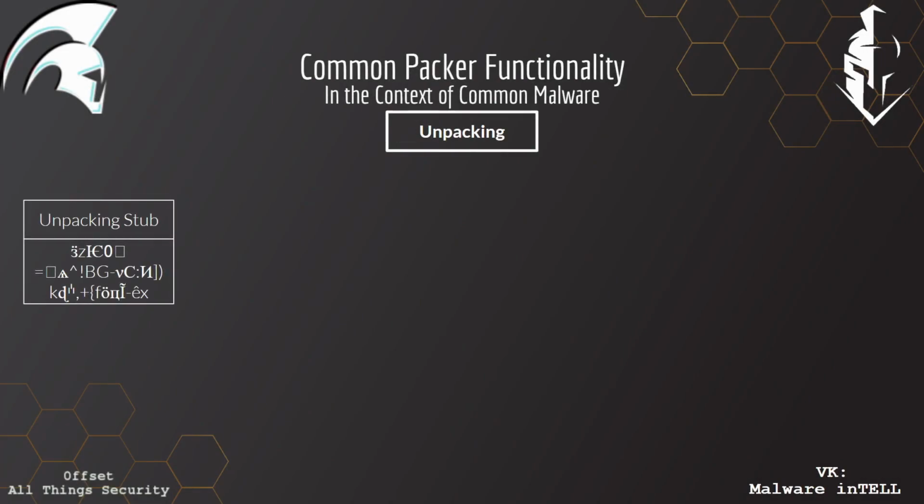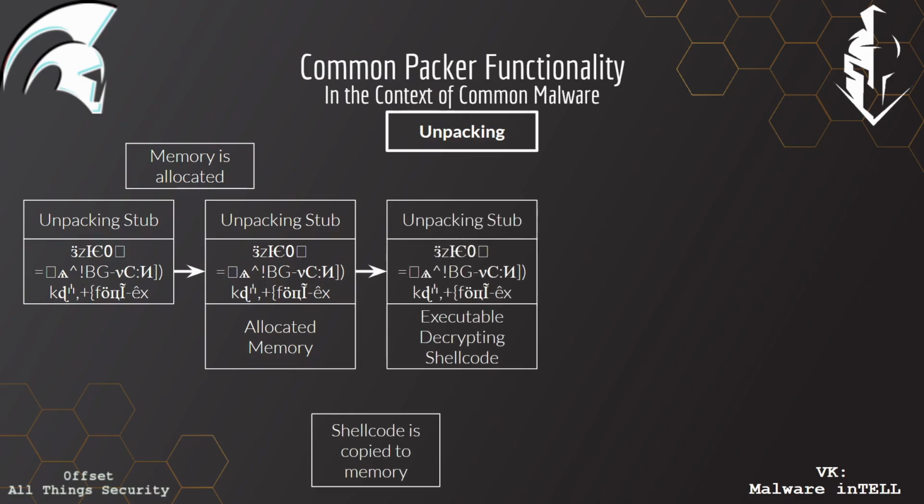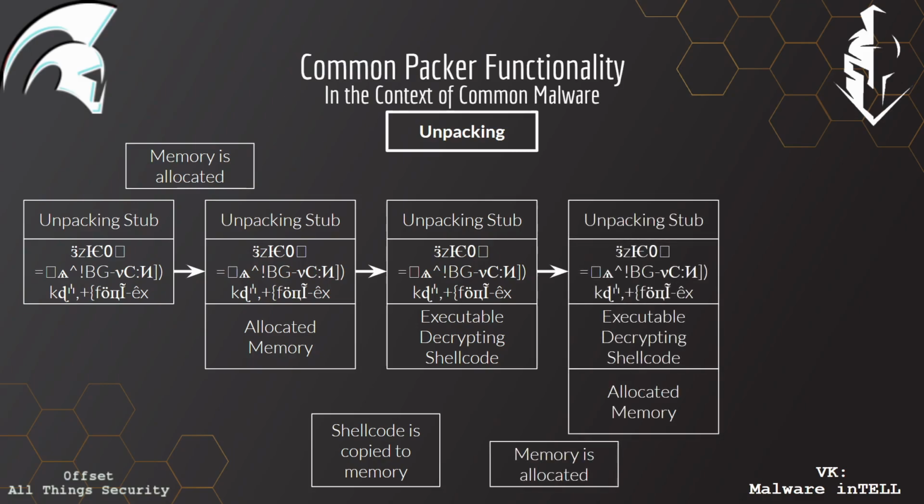So again, we've got the unpacking stub here with the malicious executable appended to it. This will then go ahead and allocate a region of memory inside of the process memory. It will then go ahead and copy shellcode inside of it to memory. This shellcode could be stored as encrypted, or it could just be in plain text. So it will copy this shellcode to the allocated region of memory. It will then jump to that shellcode and execute it.